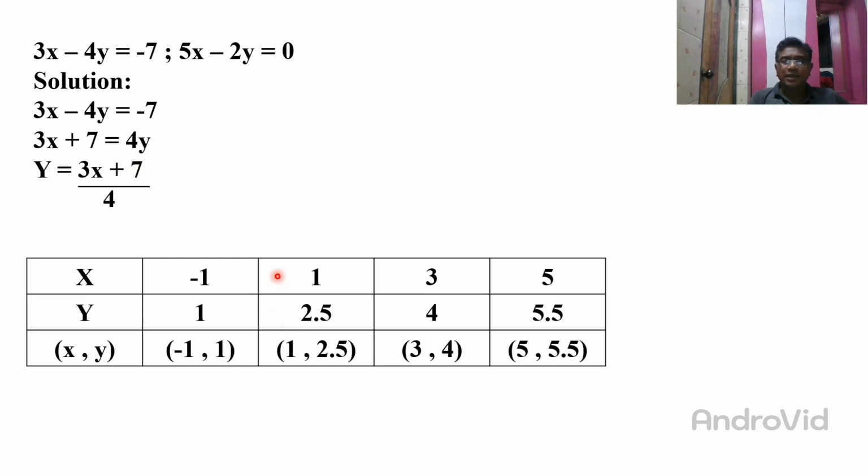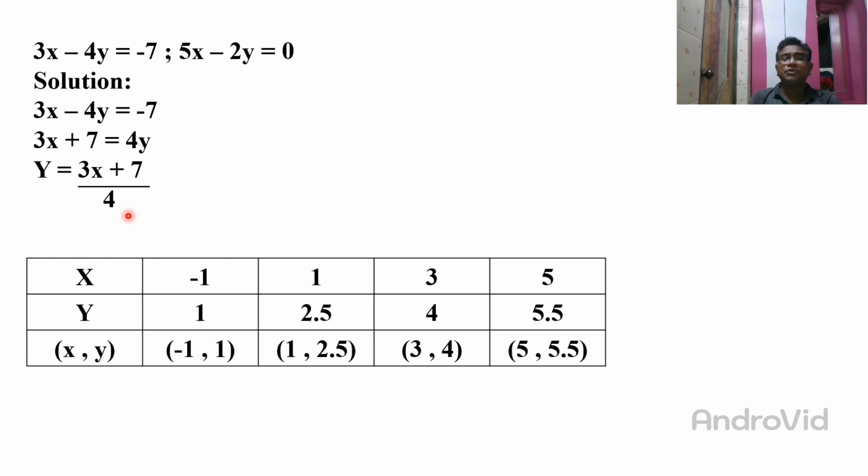See again, x value I have taken 1. So I write here 1. 3 ones are 3. 3 plus 7, 10. So here numerator is 10. What is the denominator? 4. 4 is divided into 10. 4 2s are 8. 10 minus 8, what remains? 2. Decimal point. Then 20. 4 5s are 20.